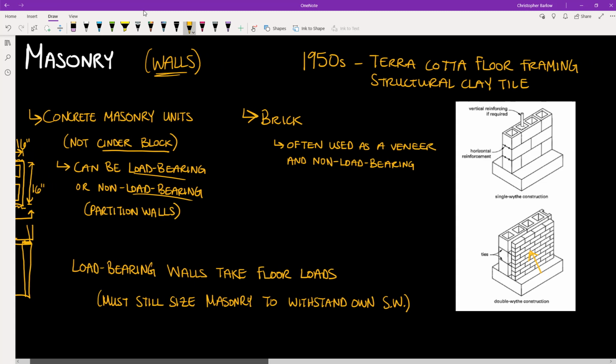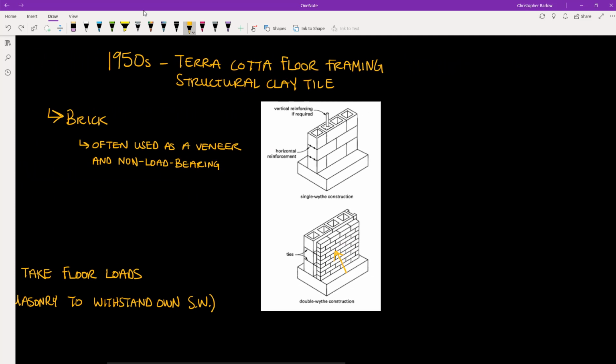Now, as far as reinforcing is concerned, we can either have single-wythe construction, where we just have one layer of block, and that block may have some vertical reinforcing in it, if it's used as a shear wall, for example. And it will also have horizontal reinforcement. And this horizontal reinforcement may not necessarily be at every single level of block. We can also have double-wythe construction, where we have two layers of block. And in this example, we have a layer of CMU with a second exterior layer of brick veneer.